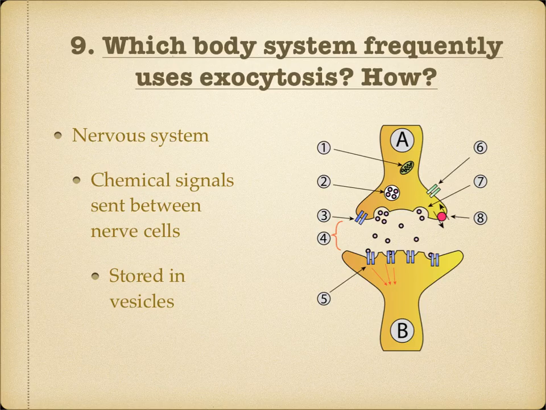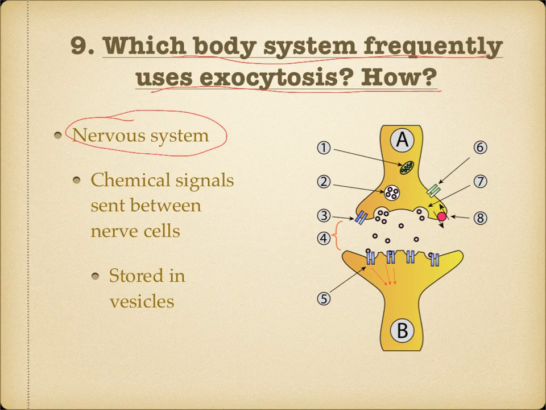So which body systems frequently use exocytosis, and how does this happen? Well, your nervous system uses exocytosis when it's taking vesicles filled with neurotransmitter. Remember, neurotransmission is an electrical chemical signal. The neurotransmitter in here will fuse with the cell membrane of this nerve cell, pass through the synapse, the junction between the two cells, and get absorbed into the other cell. So this neurotransmitter is stored in vesicles and moved from cell A to cell B through this process of exocytosis.